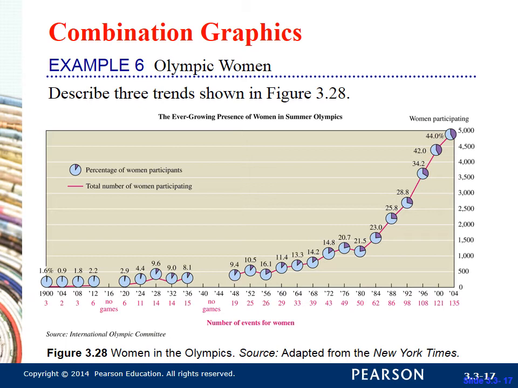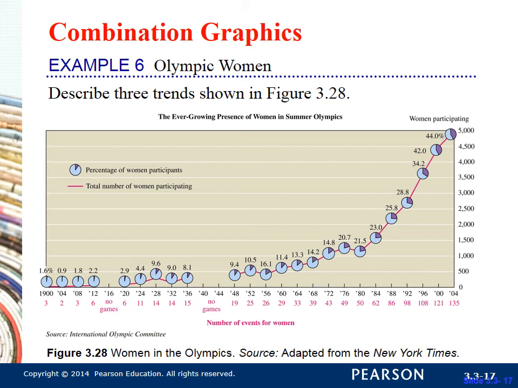Well, let's see. First off, we can see that the piece of pie wedge is getting bigger. So the percentage of women participants is increasing. As we look at the pink line, the total number of women participating is also going up. So that the percentage is also going up means that the number of men are staying more steady, so that my total number of participants doesn't change that much. So it's the percentage that's changing. So that's different than just saying there's more women participating. If there's also more men, then your percent wouldn't change. But here, more women are participating.